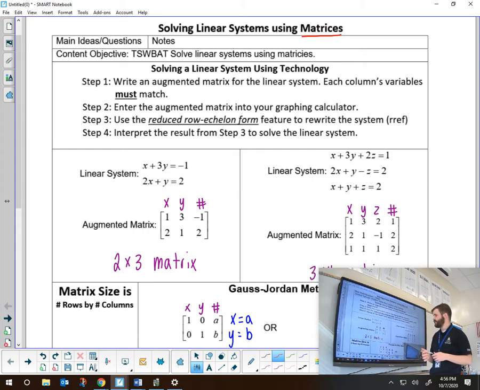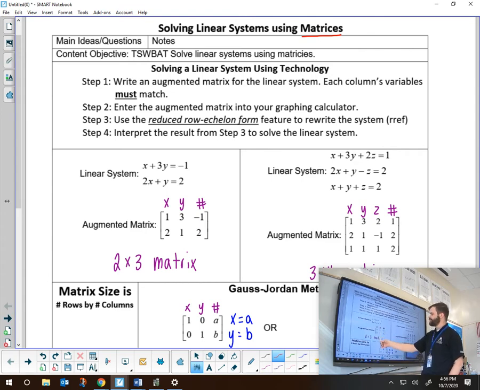it's a specific language. So, for instance, if I have x plus 3y equals -1, 2x plus y equals 2, this is what we call a 2 by 3 matrix, okay? And we're thinking about the amount of numbers we have. Well, we line up my x's, we line up my y's, and we line up my whole numbers, and this is how we tell my calculator what the system of equations we want to solve is.